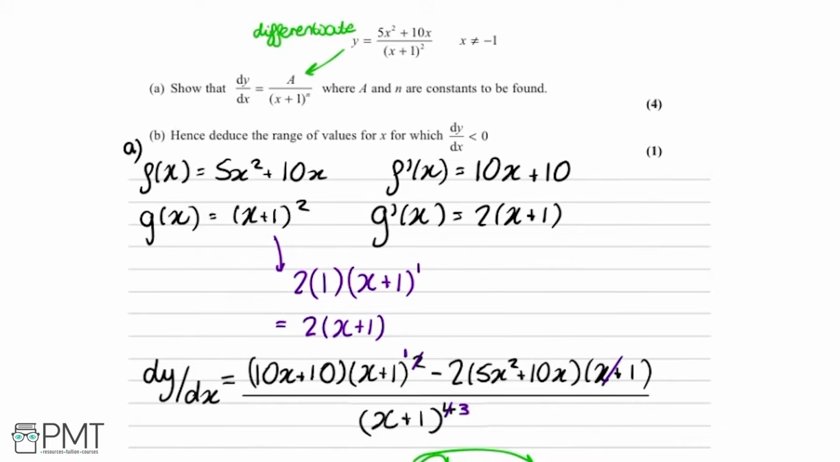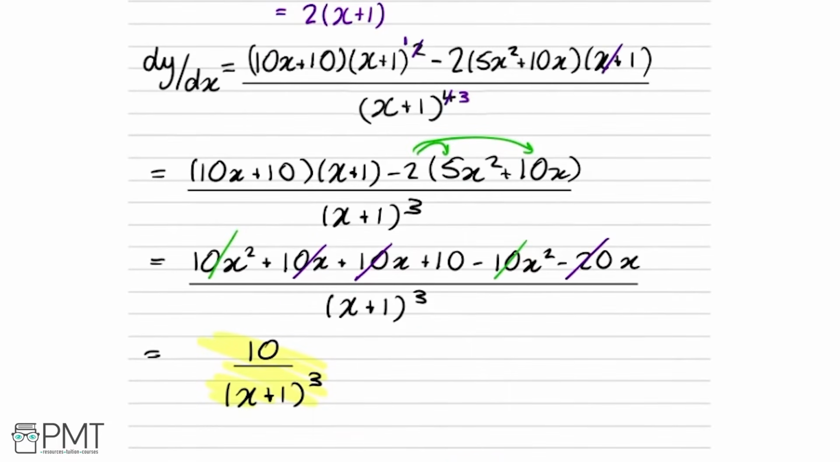Now looking back up in the question, we see that it says show that dy by dx equals a over x plus 1 to the power of n. Well, this is great because we've got this in the correct form, and we've got a value of a, the constant, being 10, and the value of n being 3. And that's great because they're both constants, and it says in the question that a and n are constants to be found. If we got a or n not to be constants, or we got dy by dx in a different form, we know we've likely made a mistake, so we can go back and find it. But we got it in the correct form, so that's great, so we know we're on the right tracks.